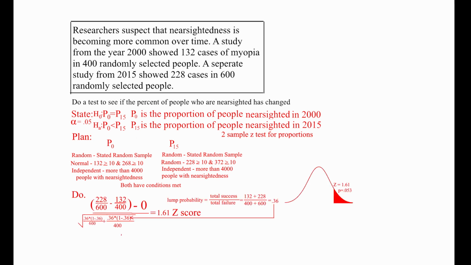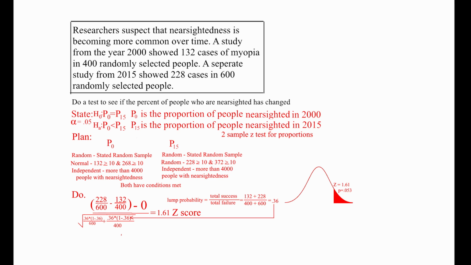In our one-sample z-score for proportions, we took our statistic and subtracted the parameter from it. In this two-sample z-score, we simply subtract both sides. In order to find the standard deviation, you must take the lump probability. In order to find the lump probability, we are going to take the total successes divided by the total trials. In this case, 132 plus 228, all divided by 400 plus 600, equaling 0.36 for our lump probability.